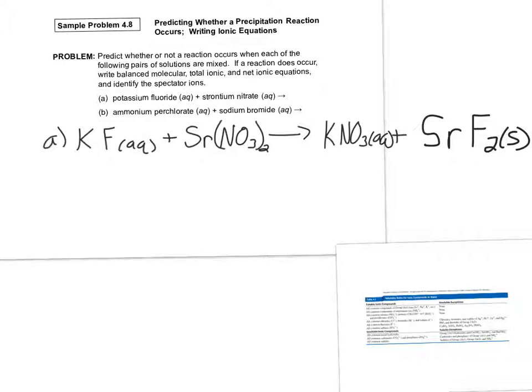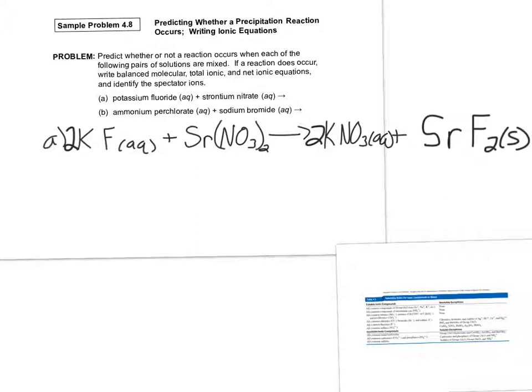Now we have to balance it, because that's the next step. It says if a reaction does occur, write the balanced molecular equation first. So I've got one potassium, one fluorine, 2 fluorines. Uh-oh. How am I going to fix that? I'm going to put a 2 right there, which means now I have to put a 2 there. All right, now let's keep checking these things. So now I have 2 potassiums, 2 fluorines, 2 fluorines, 1 strontium, 2 nitrates, 2 nitrates.